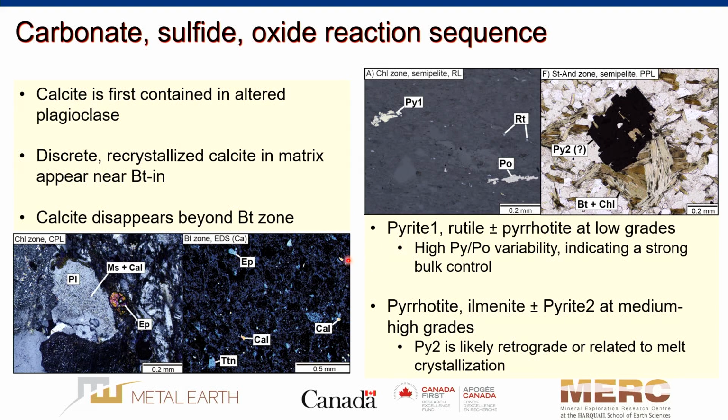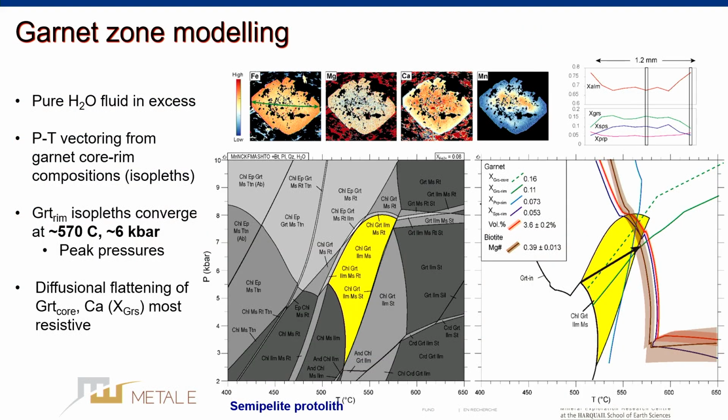For the pyrite, you get pyrite 1, which is gold bearing, and that's associated with rutile, and then that changes to basically pyrrhotite and ilmenite at the biotite to staurolite zones. And then you get a second pyrite 2, which appears a bit later. It's most likely related to retrograde or melt processes. It's a bit unclear about this one.